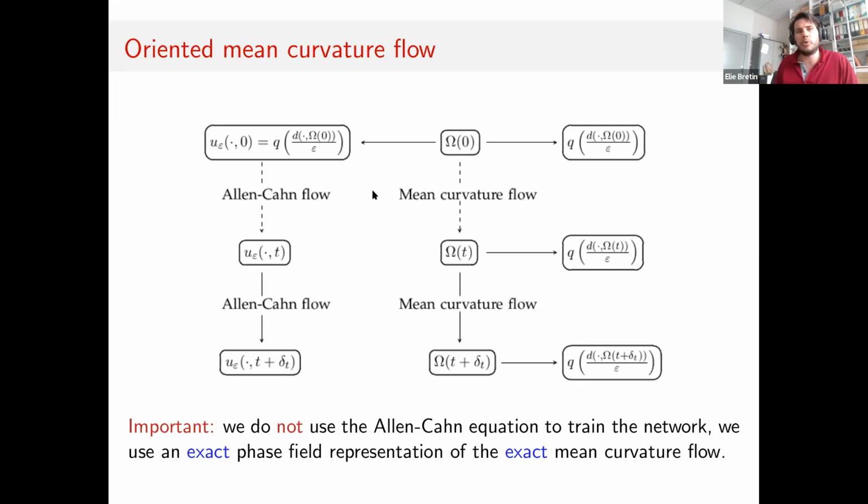Our idea here is not to solve the Allen-Cahn equation, but to learn to obtain the gradient flow of the exact phase field representation of the mean curvature flow. So we want to learn to pass from the solution at the time t to the time t plus dt with this representation, and not the solution of the Allen-Cahn equation. It's important because in the non-oriented case, we don't have the Allen-Cahn equation, but you can just modify the profile to be adapted in the non-oriented case.